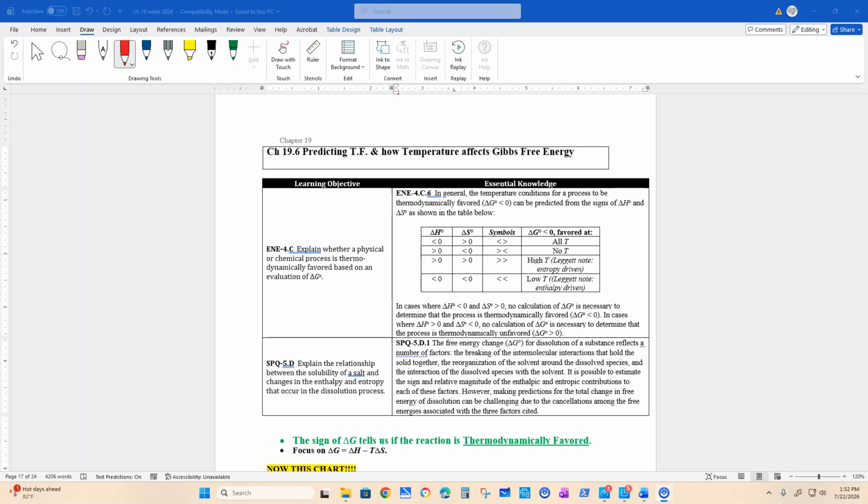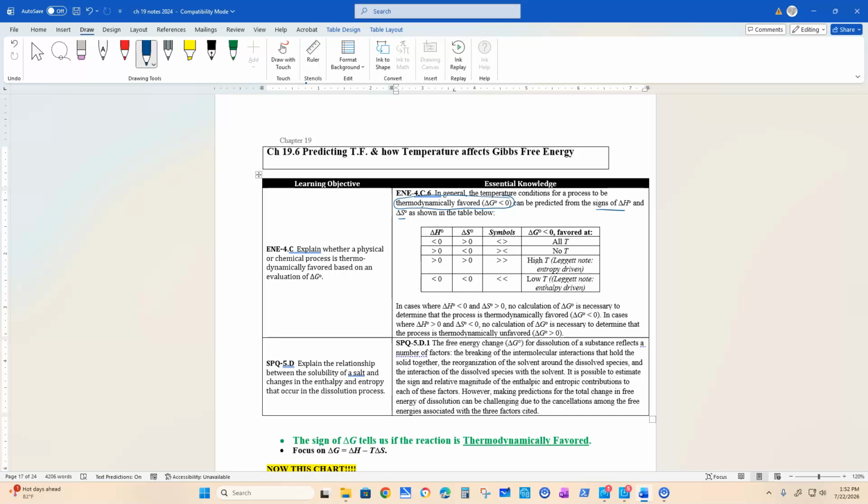Explain whether a physical or chemical process is thermodynamically favored. And then explain the relationship between the solubility of a salt and changes in enthalpy and entropy when you dissolve a salt. Okay, so let's do the first one. Temperature conditions for a process to be thermodynamically favored, remember we want delta G to be less than 0, can be predicted by looking at the signs of delta H and delta S.